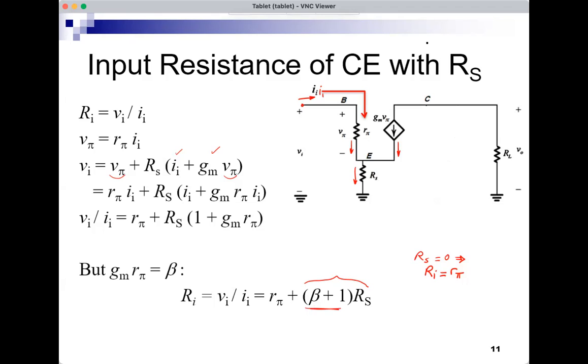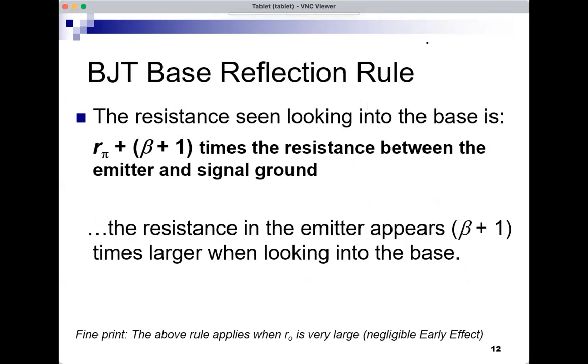Beta plus 1 can be 50, 100, 200. So this is a new rule then that we will come up with. The resistance seen looking into the base of a BJT is R pi plus beta plus 1 times the resistance between the emitter and signal ground. So this resistance between the emitter and signal ground appears to be beta plus 1 times larger when looking into the base. This is called the base reflection rule.